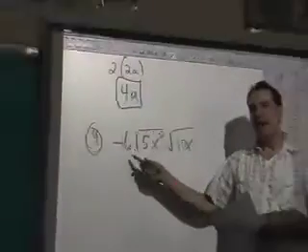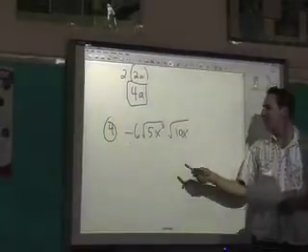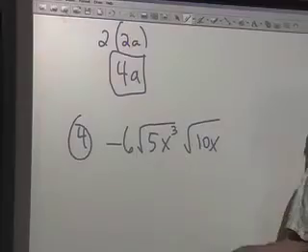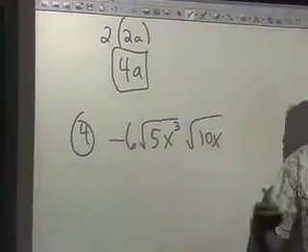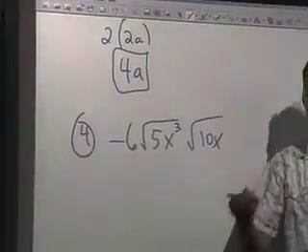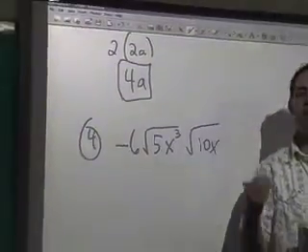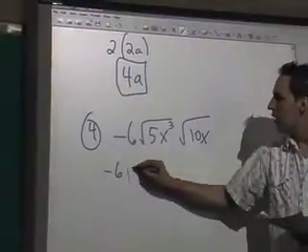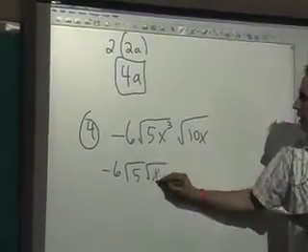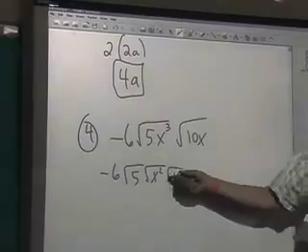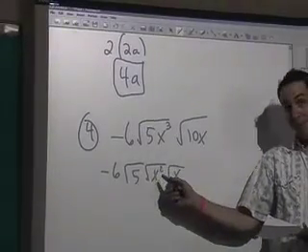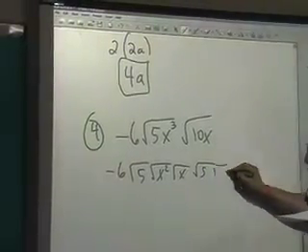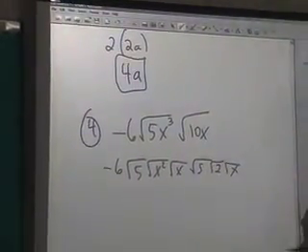Number 4, negative 6 square root 5x cubed times the root of 10x. Okay? So getting more complicated, but what's the difference? Nothing. You just break it down. Every time you break it down, just keep breaking stuff down. That's the name of the game in this chapter, is break it down. So, how do we break it down? Negative 6 times root 5, root x squared, root x. Why? Because even exponent. Okay? Root 10 can be broken down into root 5, root 2, root x.